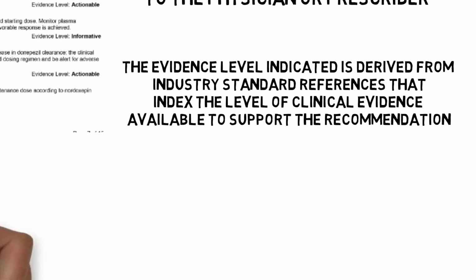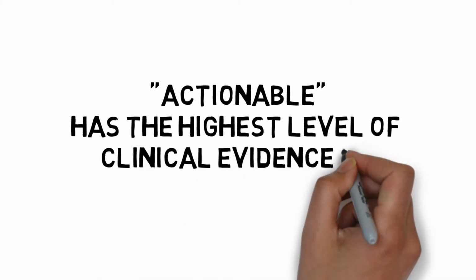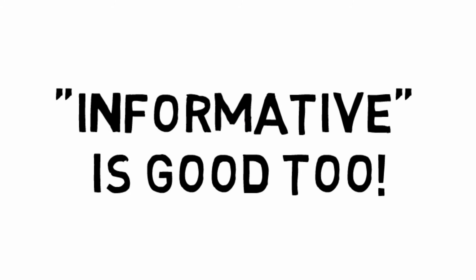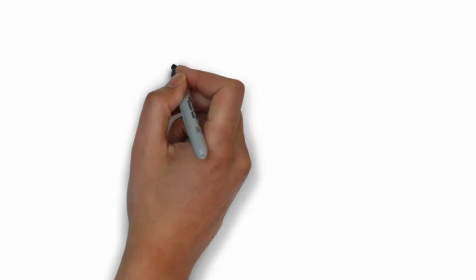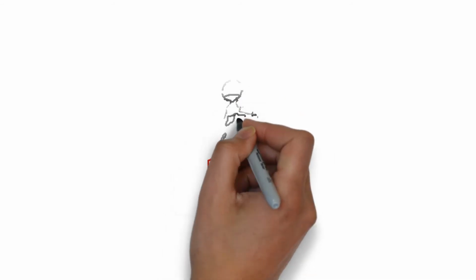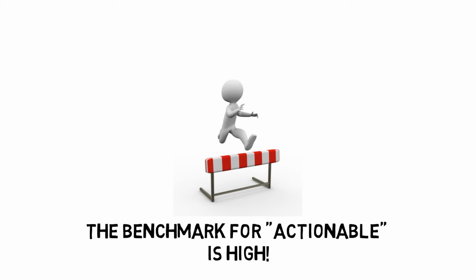The evidence level you see there is pulled directly from PharmGKB references that give us the current level of clinical evidence available to support the conclusion. Actionable is the highest. And just because it says informative doesn't mean that it is necessarily unreliable. There are usually significant levels of support for this recommendation, but the benchmark actionable is set pretty high, as you might expect.